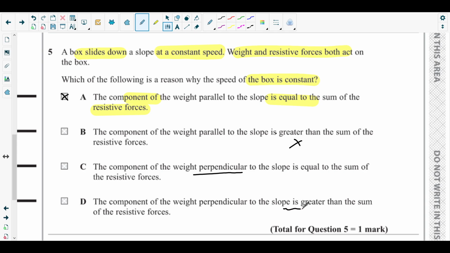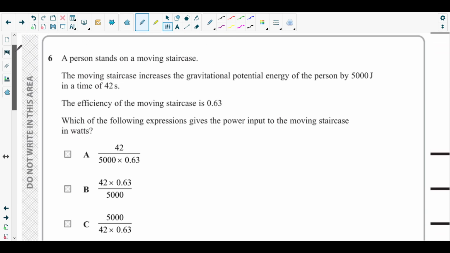It says what? Greater. And also it says what? Perpendicular. Okay, so none of the other three options make sense. So A is the only acceptable one for question number 5.